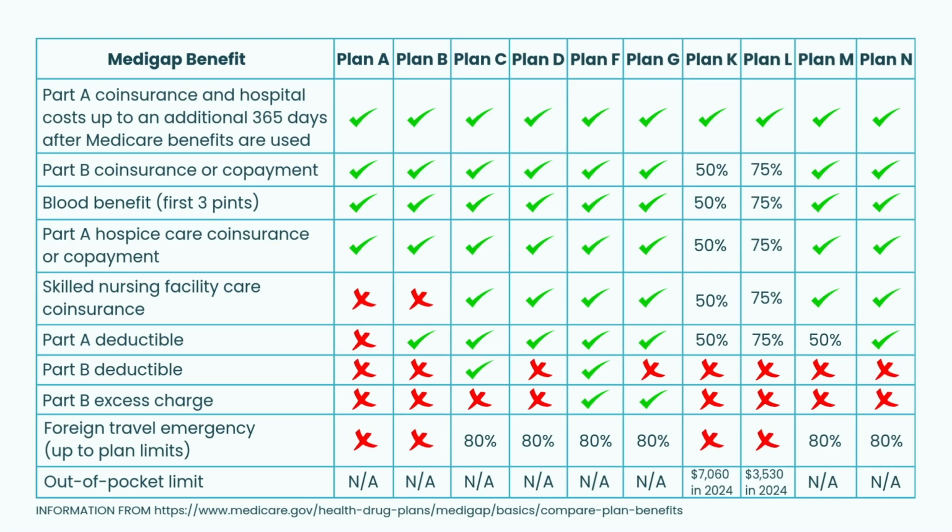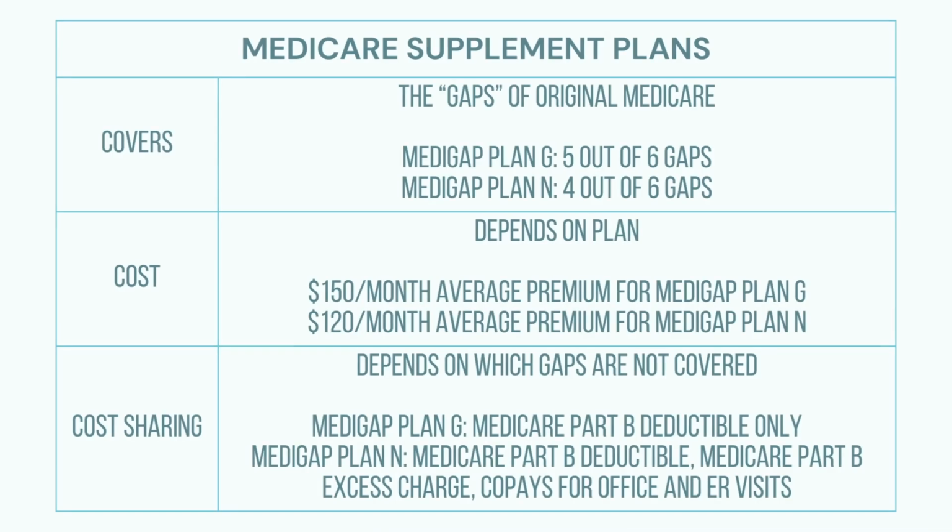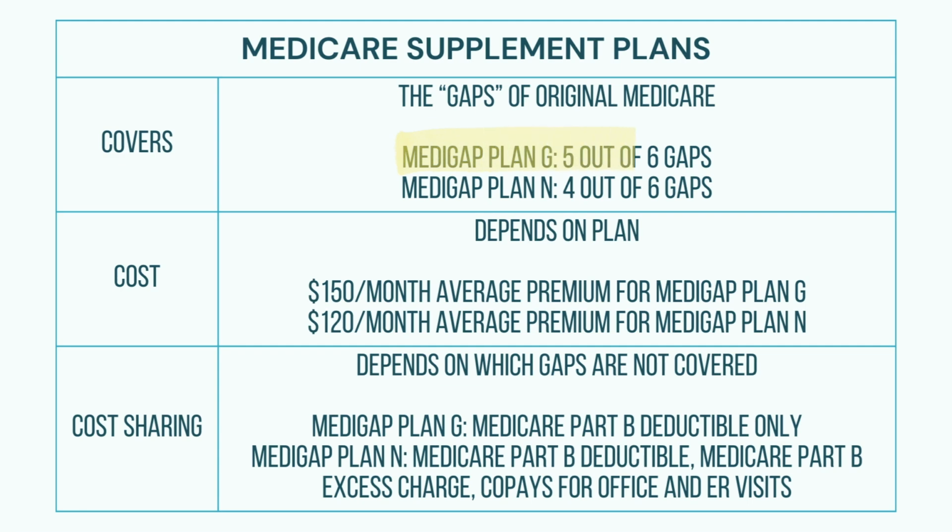There are 10 different plans available, and it doesn't matter which insurance company you get your plan from. They're all required to provide the same coverage as everyone else. Of these 10 plans, the most popular today is the Medicare Supplement Plan G, which covers 5 out of the 6 gaps in original Medicare. The Medigap Plan N, which is slightly cheaper, covers 4 out of the 6 gaps.